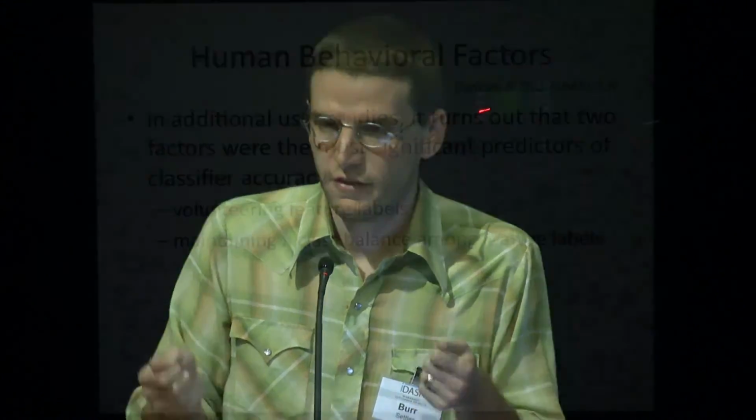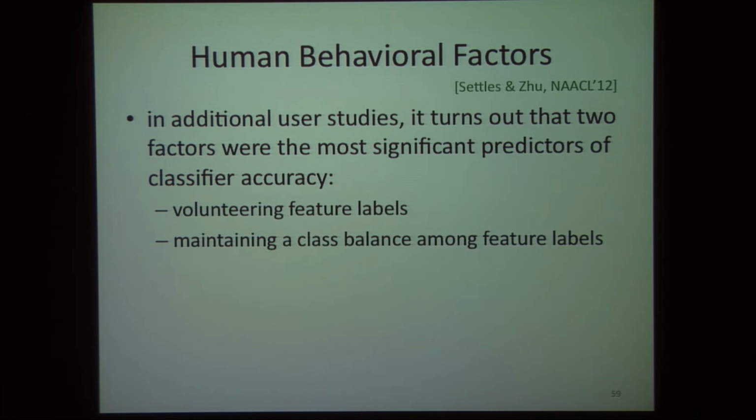And in some follow-up work that I'm not going to go into detail, we actually did further user studies, and it turns out that these two features in the DUALIST interface, labeling features and maintaining a class balance among the features that you label, were the two strongest predictors of the ultimate accuracy of the classifier.